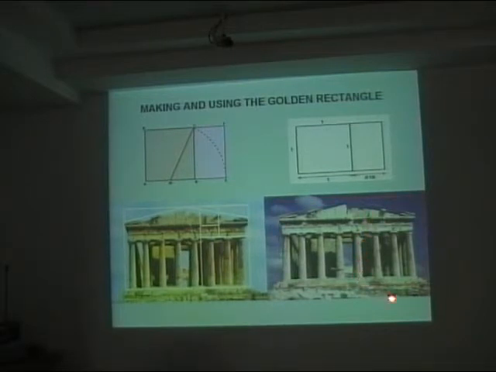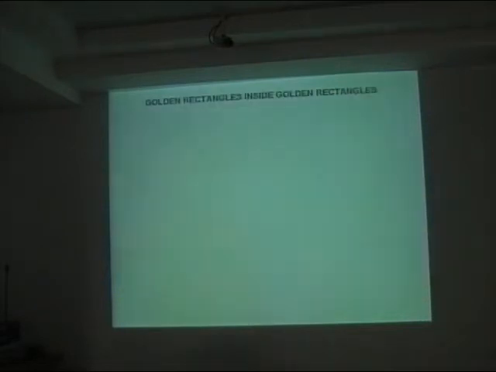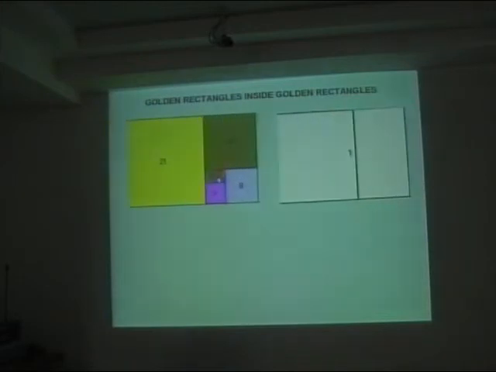And that means that, as in this diagram, you have to reconstruct the top of the Parthenon, which has been lost. You've got a square, and you have another golden rectangle here on the right. And you can keep on going down that way. Golden rectangles exist inside golden rectangles. So here we have a golden rectangle, and don't worry about what those numbers mean.